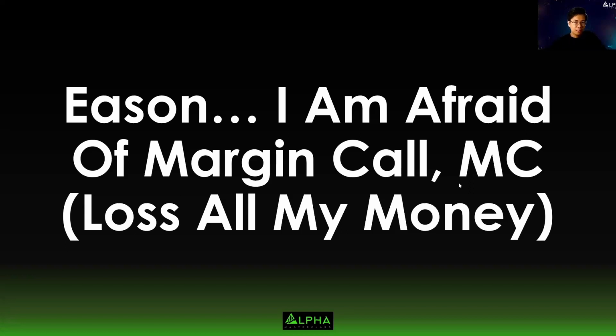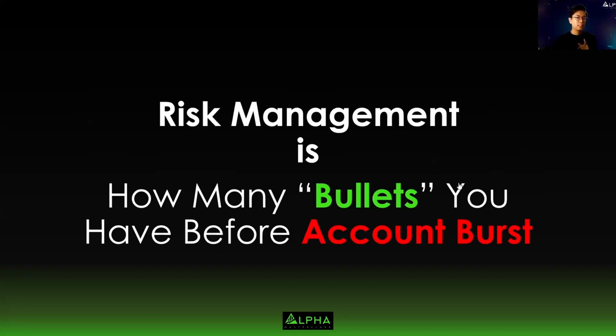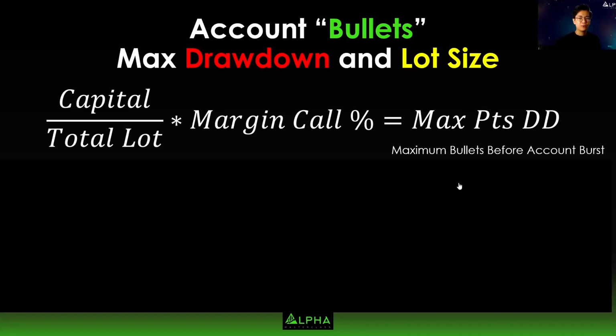My question is, did you really understand what trading is first? Did you know that in trading, there is one thing you have to do other than the strategy, which is risk and money management? So now I'm going to teach you a formula, a risk management strategy. In short, it's asking yourself how many bullets you have before your account bursts. Write this formula down; later we're going to calculate this together.